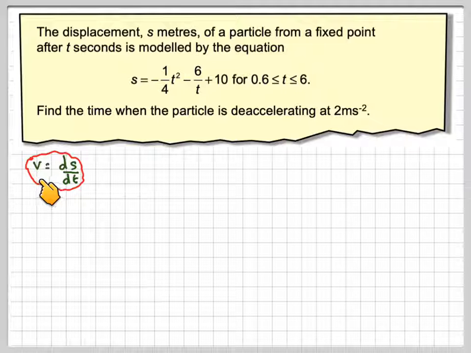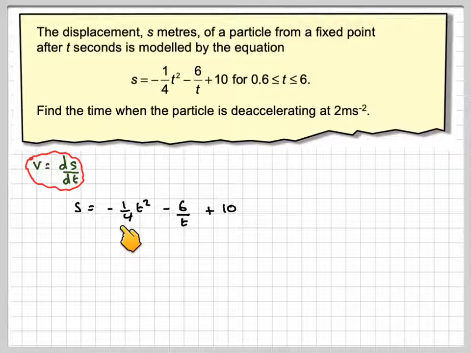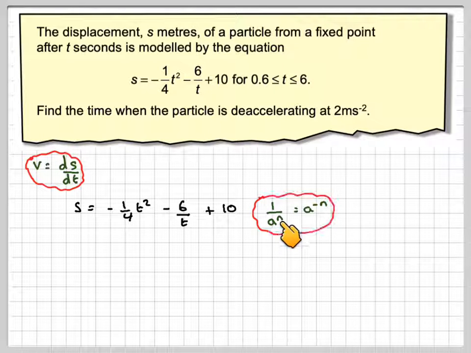But first of all, we will use the idea that velocity is equal to ds/dt. That means we need to differentiate this. Before we differentiate it, we need to prepare it. The problem here is this t, but we know that 1 over a to the n is a to the minus n, so we'll rewrite this as minus 1/4 t squared minus 6t to the minus 1 plus 10. So it's important that we prepare the function before differentiating.